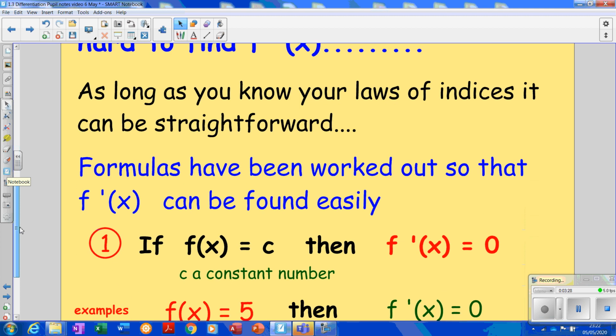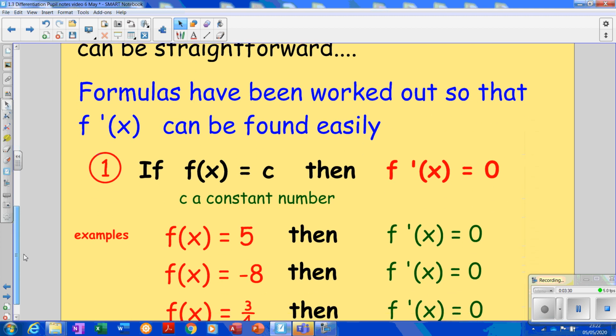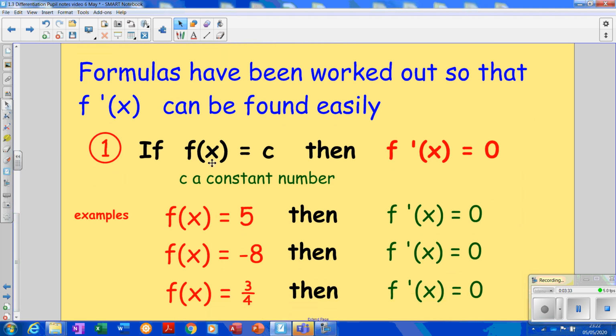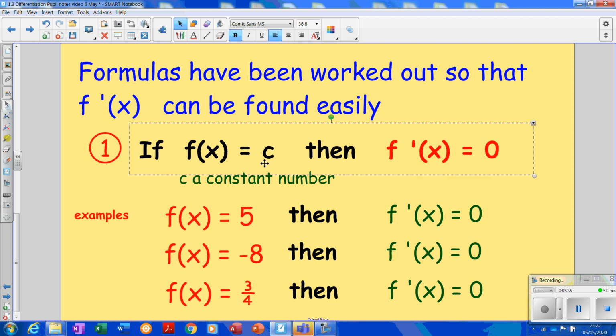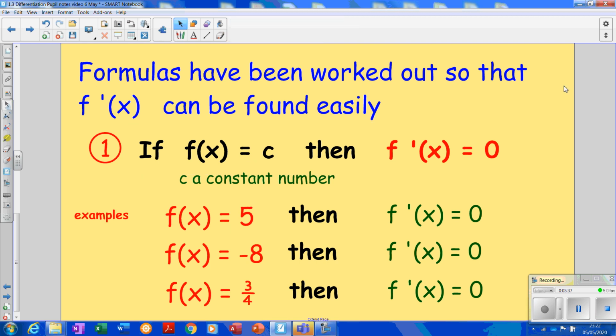So the first one you've got to learn is rule number 1: if f(x) is equal to c, and c just stands for a constant, a number, so it could be 5, it could be 2, it could be 6, it could be a half, it could be 0.5. If you've just got a number there, there are no x's or x squareds, then f dash x is equal to 0.